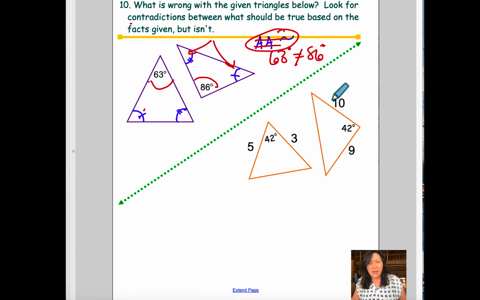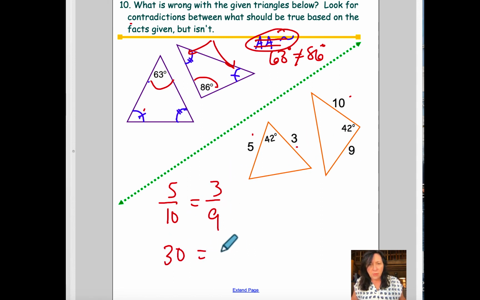Well, we have sides that could maybe be proportional, right? Meaning 5 is to 10 as 3 is to 9. If I cross multiply, I get 30 equals 45, but that's not the case. They don't equal. So these are not similar.